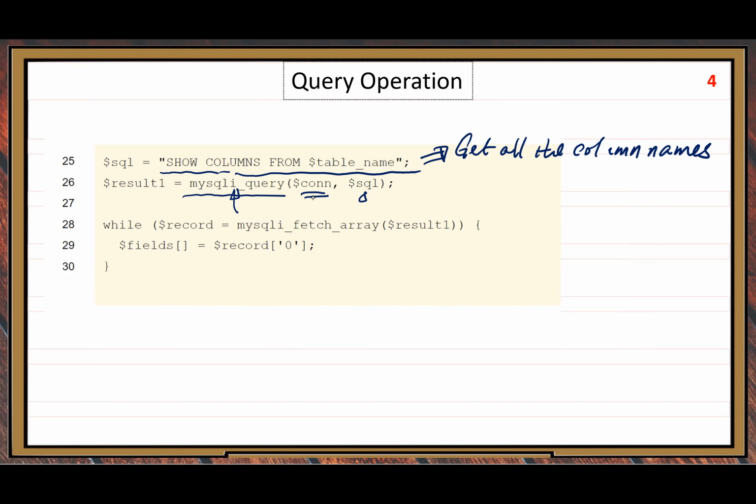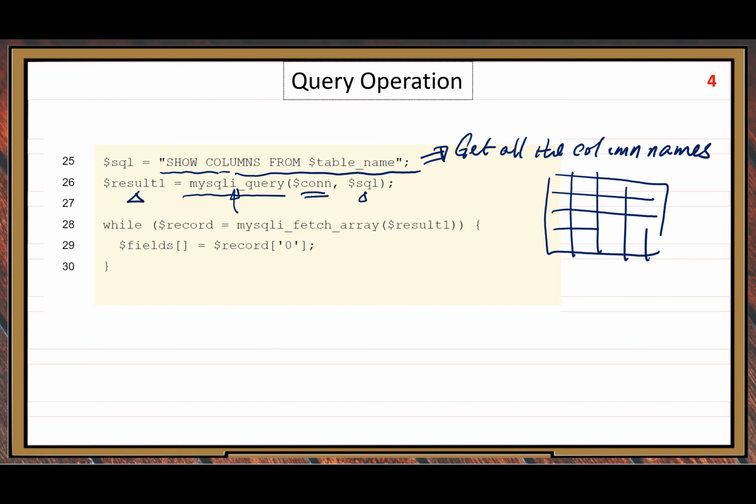Then you get a query result here, $result1. The next step, we need to retrieve all the values from the result. The result is usually a 2D array. You have rows, you have columns. The result is a 2D array.